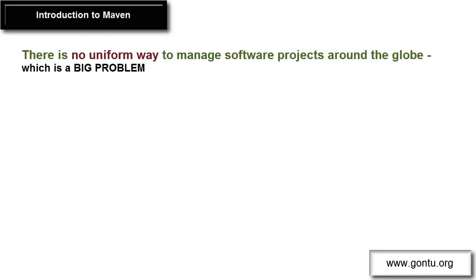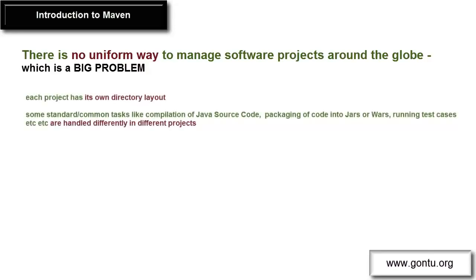Guys, one of the major problems in the IT industry is there is no uniform way to manage software projects around the globe. What it means is each project would have its own directory layout. Common tasks like compilation of Java source code, packaging of code into jars or wars, running test cases, etc. are handled differently in different projects.